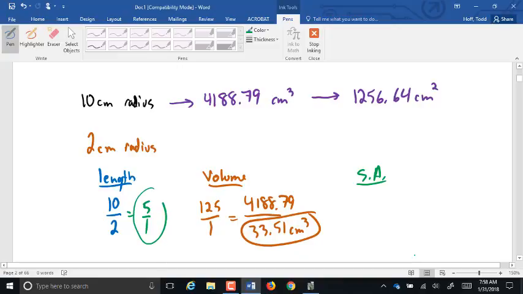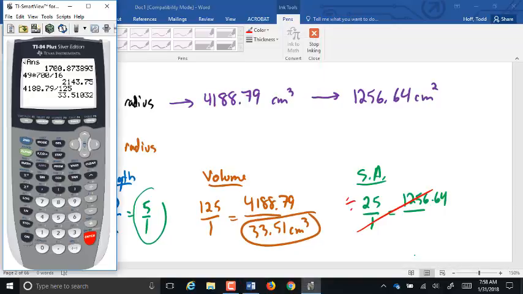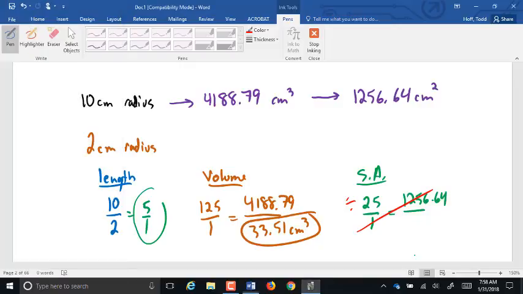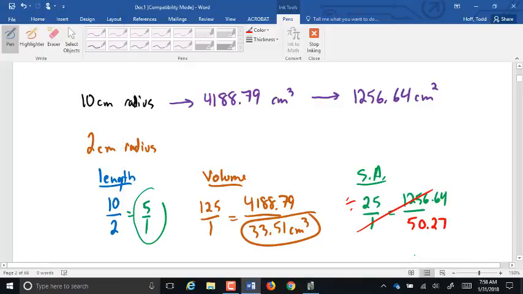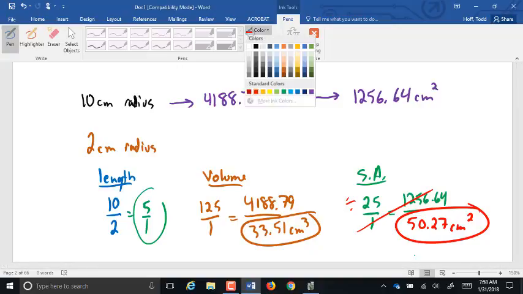For the surface area, it's going to go back to this squared, so it'll be 25 to 1. So we will cross multiply and divide. 1256.64 times 1 divided by 25 is 50.27. Squaring or cubing.